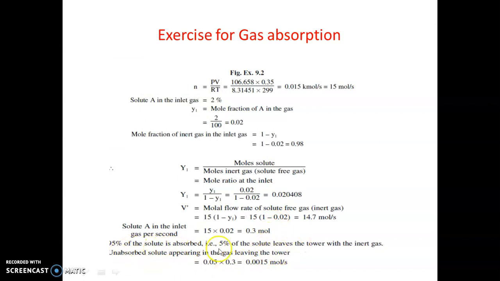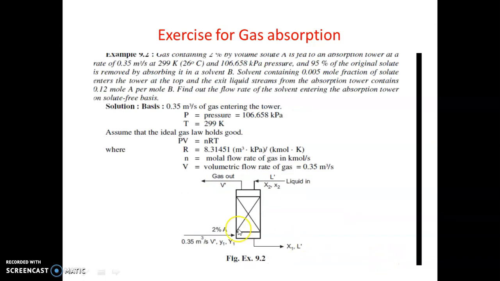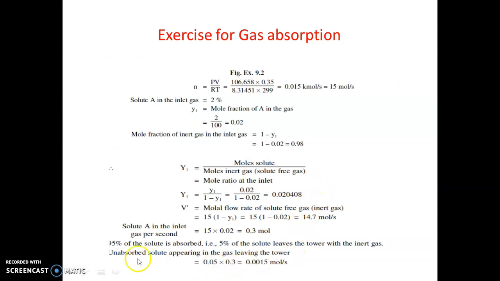Then 95% of the solute is absorbed and 5% of the solute leaves the tower with the inert gas. That means here 95% of the gas is absorbed and only 5% gas is leaving with the inert gas, because we are adding the solvent here. So the unabsorbed gas leaving the tower is 5%, so 5 divided by 100 and multiply by the inlet quantity, that is 0.3. So we get 0.0015 moles per second.